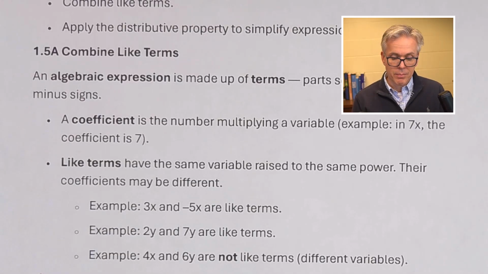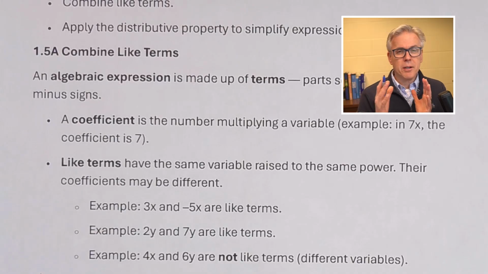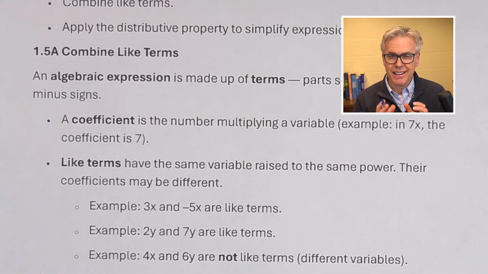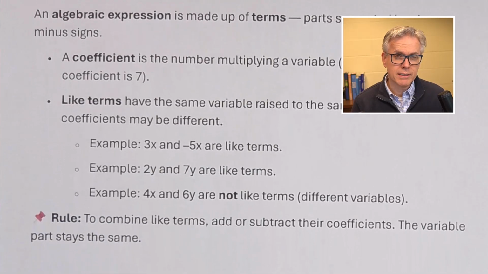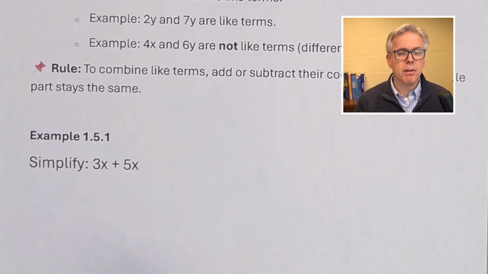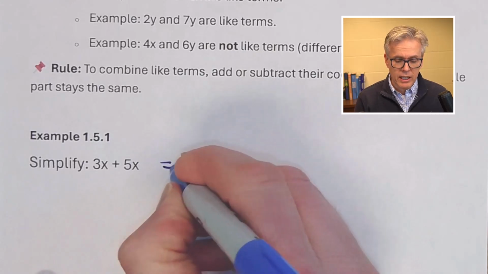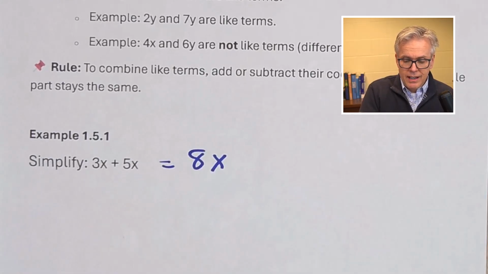They have different variables. So in order for us to combine like terms by adding or subtracting, they have to be like terms. So let's look at some examples. 3x plus 5x. Well, 3x plus 5x, those are like terms. I can add those, and I'm just going to get 8x.